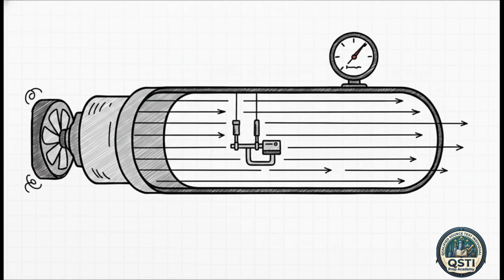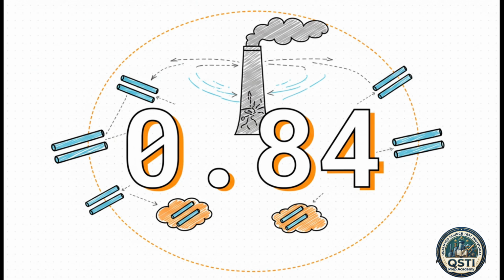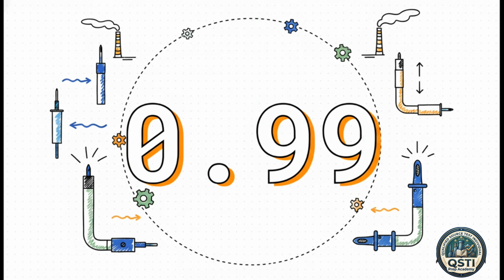Here's the kicker. Perfectly aligned, isolated Type S Pitot tubes automatically get a baseline coefficient of 0.84. Alternatively, standard Pitot tubes built strictly to EPA specs actually get a higher baseline coefficient of 0.99.